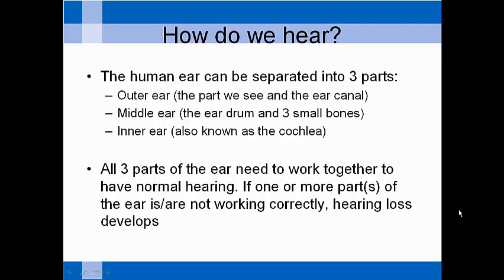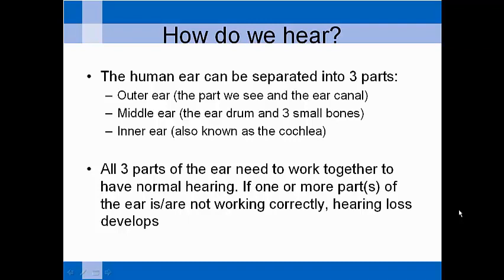So how do we hear? The human ear can be separated into three different parts. We have the outer ear. This is the part that we see on the side of our head, and the ear canal, where you can stick your finger in, or you hear nothing smaller than your elbow goes in.